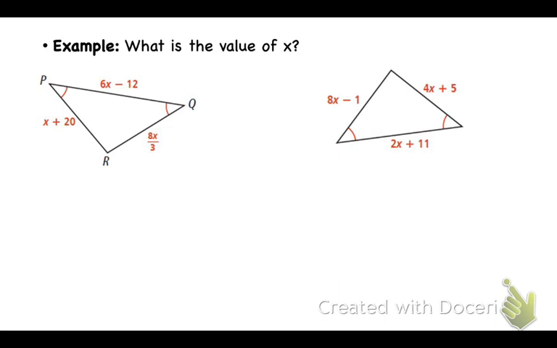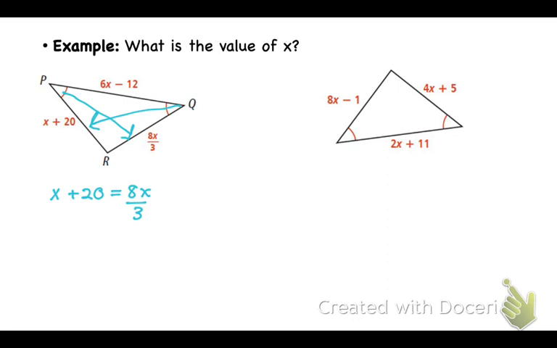So what do I know about this? x plus 20 and 8x over 3 are equal. Yeah, they are congruent, right? Because they're opposite. When I say opposite, I want to make sure everyone understands the opposite is these two. Yes? So x plus 20 equals 8x over 3. Okay?